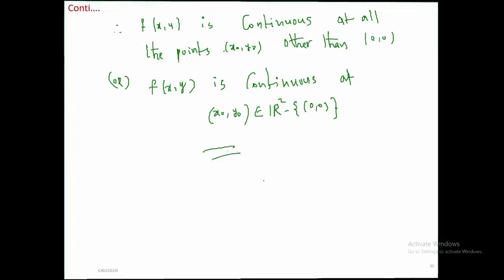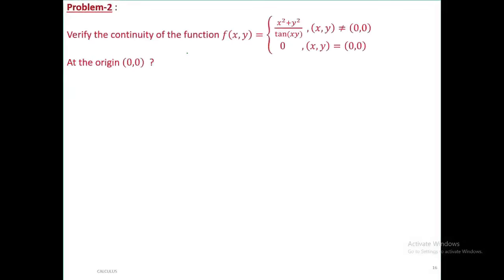Okay. Next one. Look at problem number 2. Verify the continuity of the function f of x comma y at the origin only. So at the origin, what is the continuity of this function? Take it as an exercise. Once you try, if not, I will explain in the next class. But try on your own.